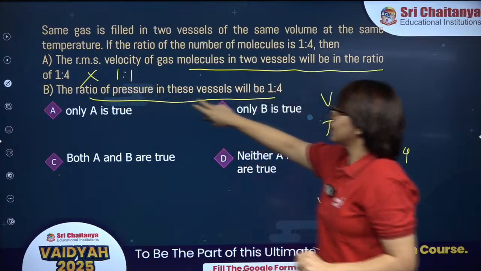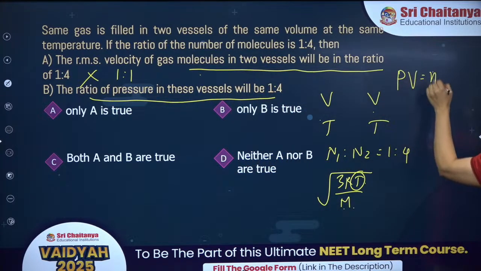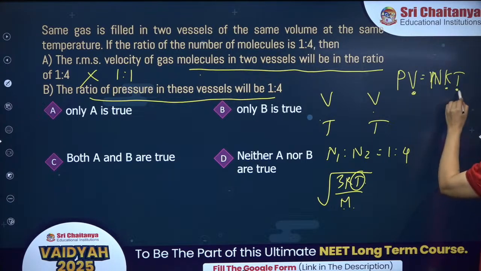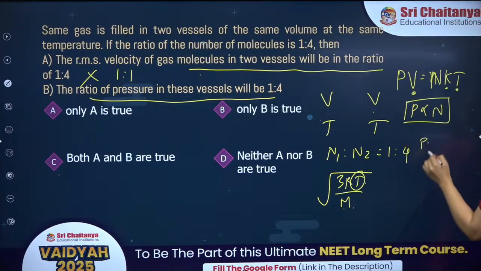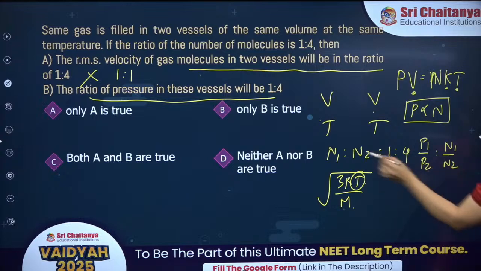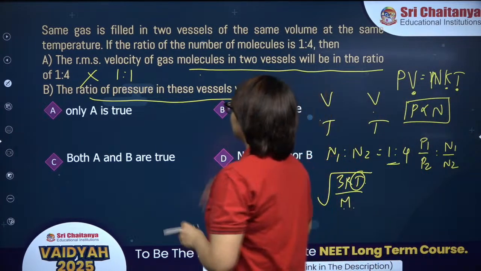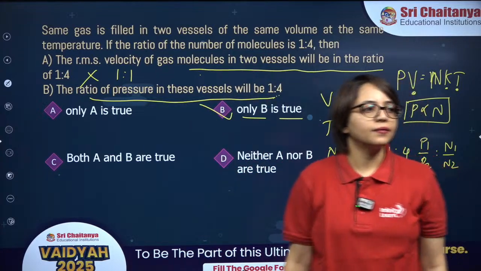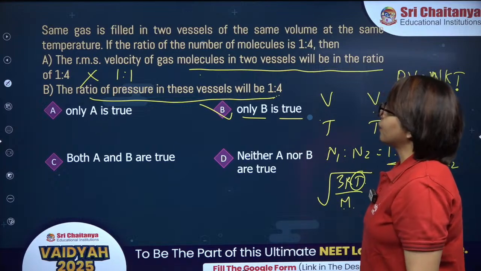Why B is correct? Because if you look at this equation, PV is equal to N KT. So, over here V is same, K is same, T is same. So, P is directly proportional to N. So, ratio of P1 to P2 will be that of N1 to N2, and N1 to N2 ratio is 1 is to 4. So, pressure ratio will be 1 is to 4. So, only B is correct, which is option B. Okay. Alright, this is from kinetic theory of gases.